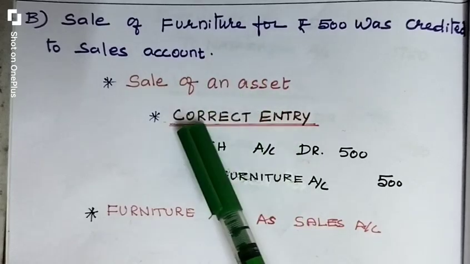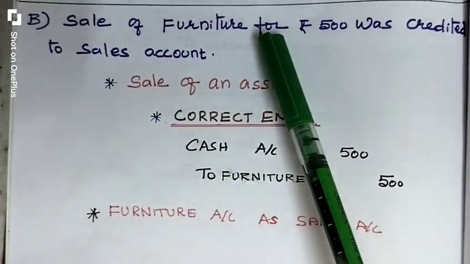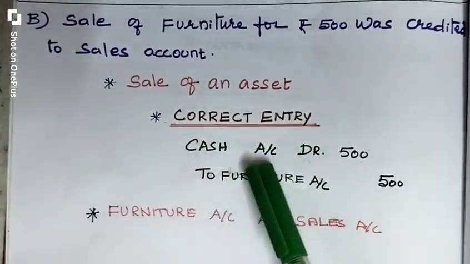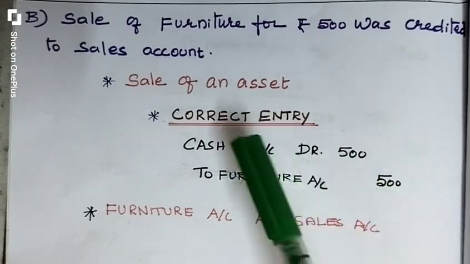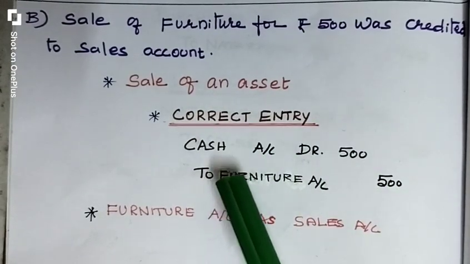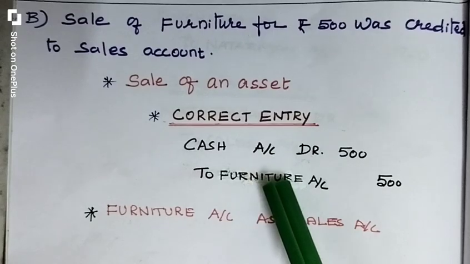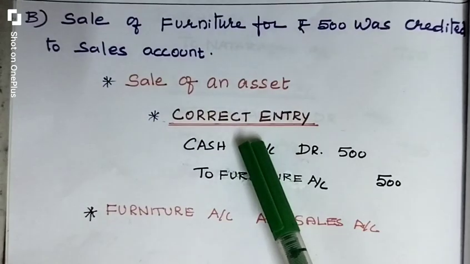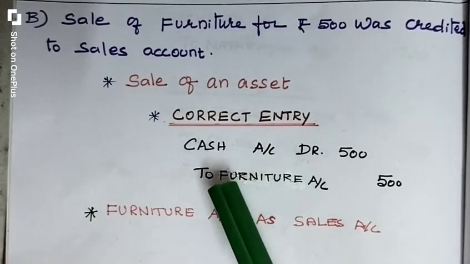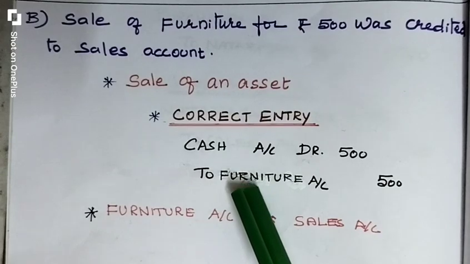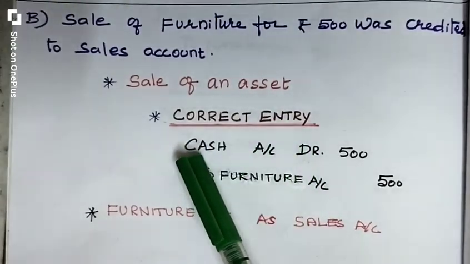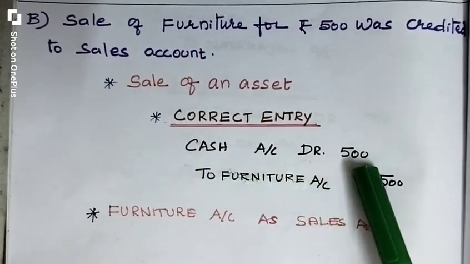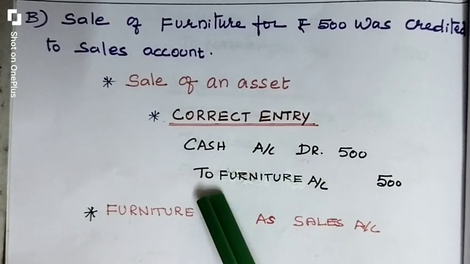So the correct entry for sale of furniture for rupees 500 is cash account debit to furniture account. Listen, whenever you sell an asset, in the name of furniture or whatever it is, your cash increases. Whenever your cash account increases, cash account is to be debited. So cash account debit 500 rupees to furniture account.